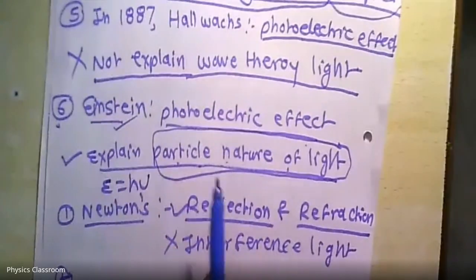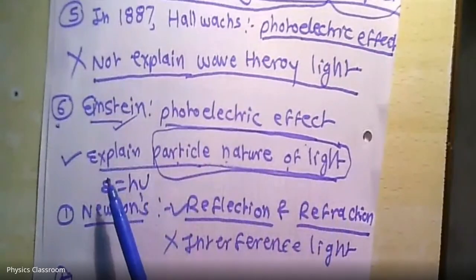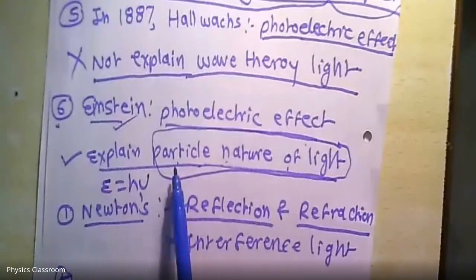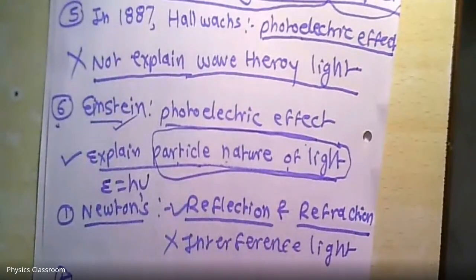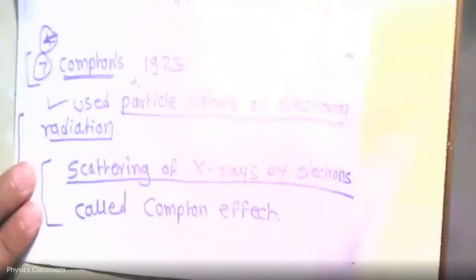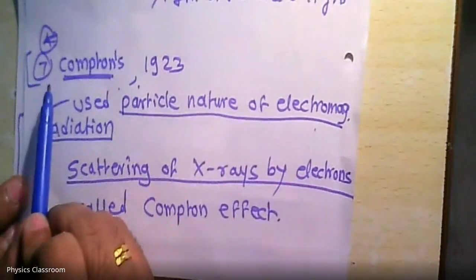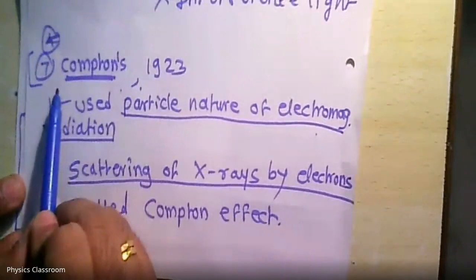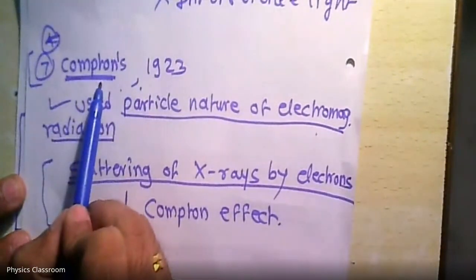We know his famous equation E is equal to h nu, and he could explain the particle nature of light. Then after Einstein, the seventh point in the wave particle duality is Compton.